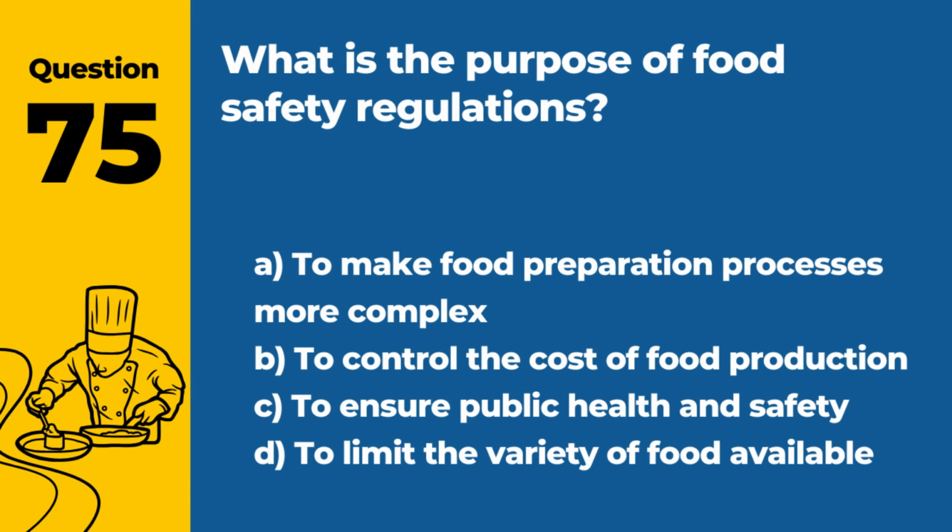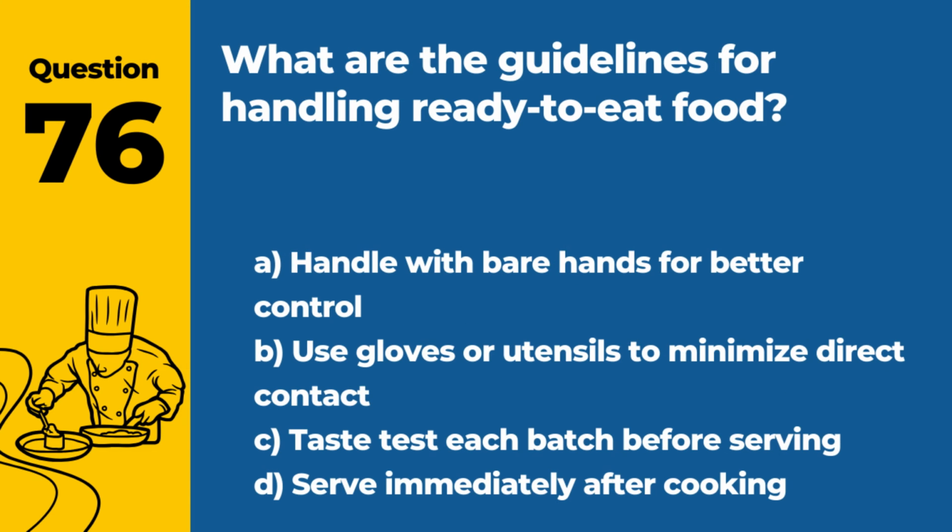Question 75. What is the purpose of food safety regulations? A. To make food preparation processes more complex. B. To control the cost of food production. C. To ensure public health and safety. D. To limit the variety of food available. Answer. C. To ensure public health and safety. The purpose of food safety regulations is to ensure public health and safety by setting standards for food production, handling, and preparation.